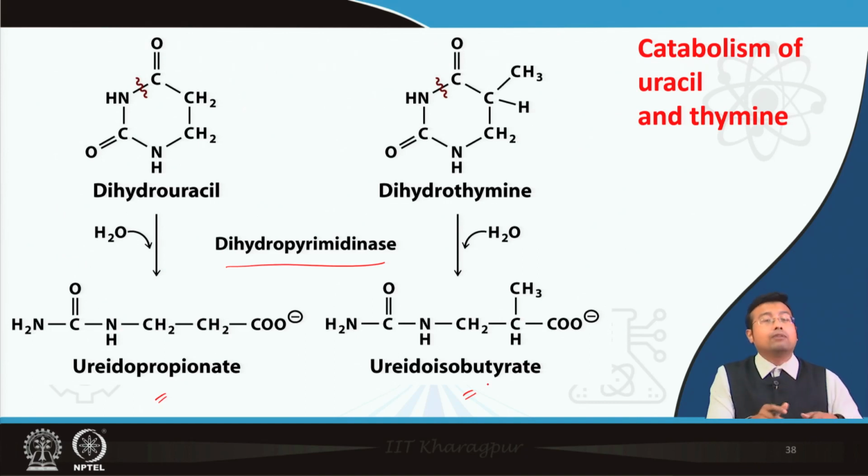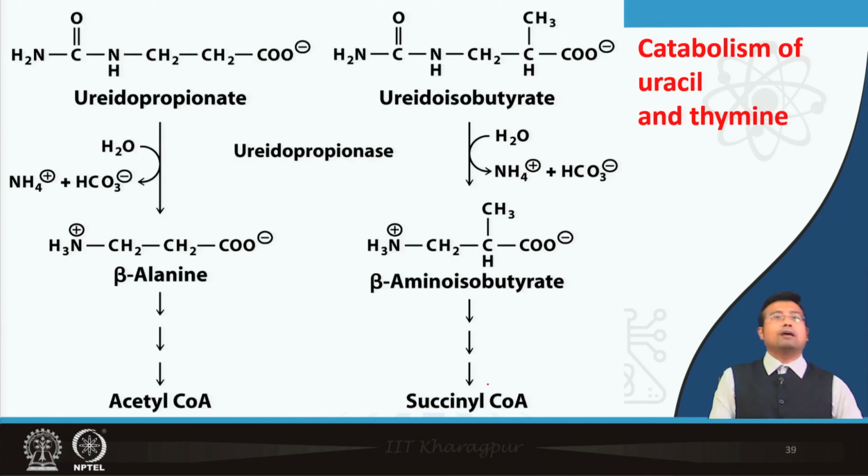Of course, the structure is important for you to understand conceptually, but it is not important for you to remember and draw all these structures, because it is difficult to remember so much. But if you can, it is best to remember, because otherwise you will be simply memorizing each and every metabolic step. Lastly, what happens? Ureidopropionate and ureidoisobutyrate are acted upon by the enzyme ureidopropionase, and they form beta alanine and beta aminoisobutyrate. These are successively degraded to acetyl coenzyme A, substrate for many things, and ultimately succinyl CoA.